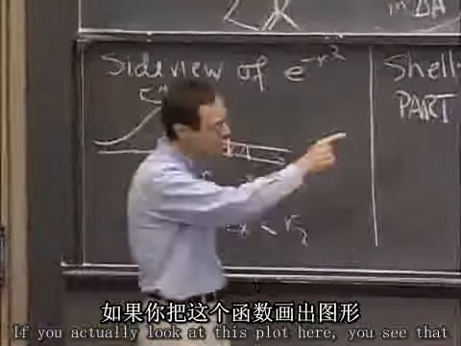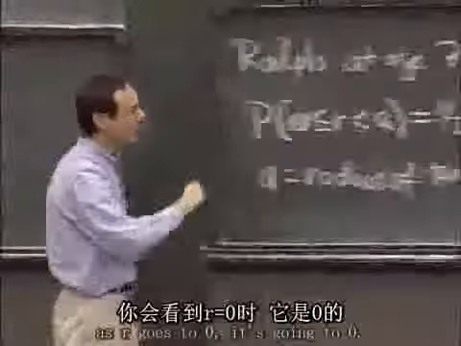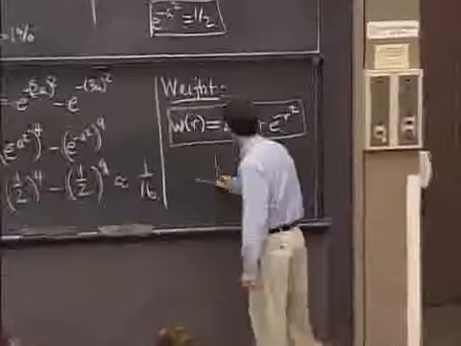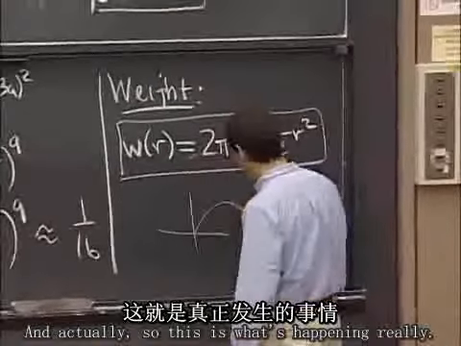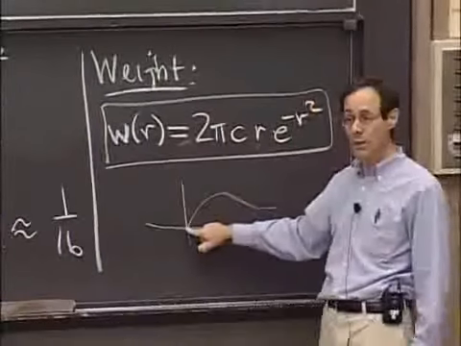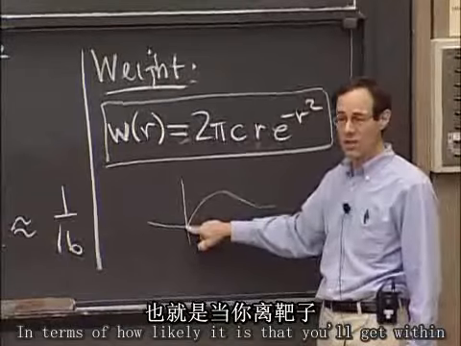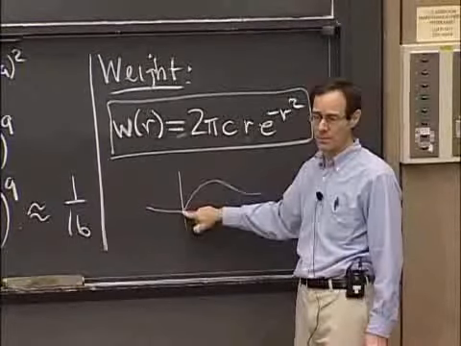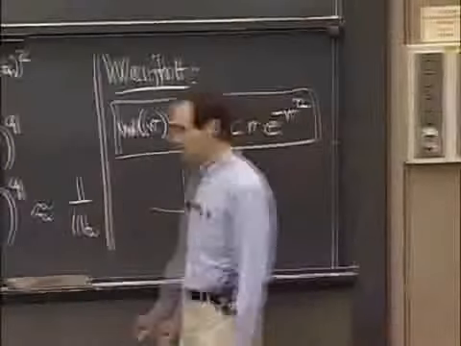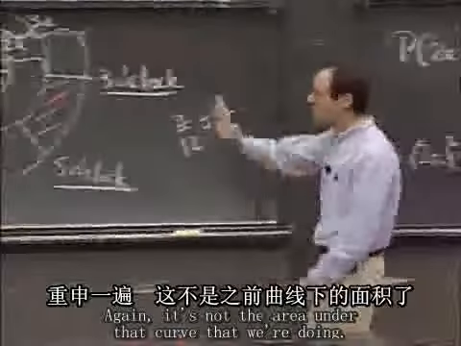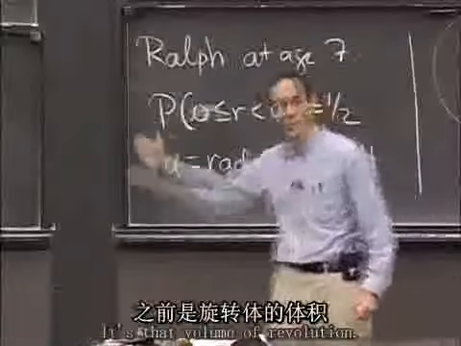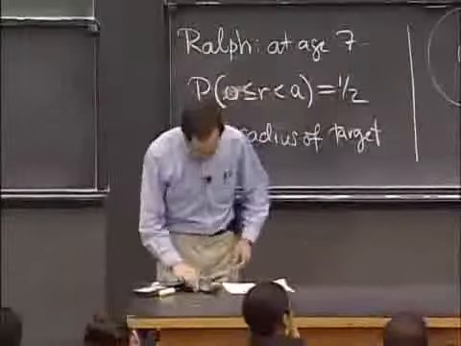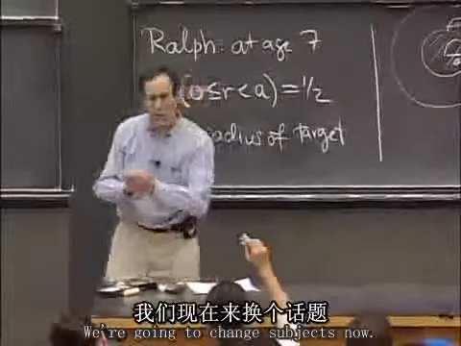If you actually look at this plot here, you see that as r goes to 0, it's going to 0. This is a different graph here. And actually, this is what's happening, really, in terms of how likely it is that you'll get within a certain distance of the center of the target. Again, it's not the area under that curve that we're doing. It's that volume of revolution. Okay. All right, we're going to change subjects now.